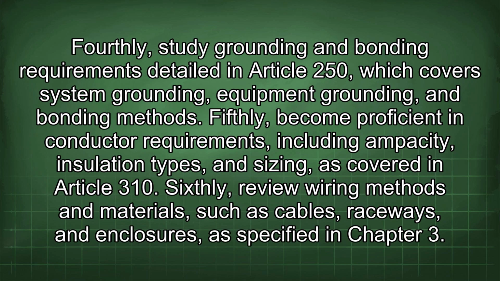Fourthly, study grounding and bonding requirements detailed in Article 250, which covers system grounding, equipment grounding, and bonding methods. Fifthly, become proficient in conductor requirements, including ampacity, insulation types, and sizing, as covered in Article 310. Sixthly, review wiring methods and materials such as cables, raceways, and enclosures, as specified in Chapter 3.